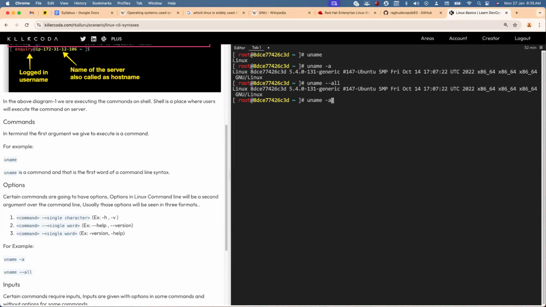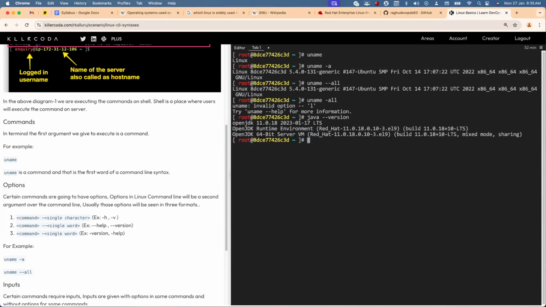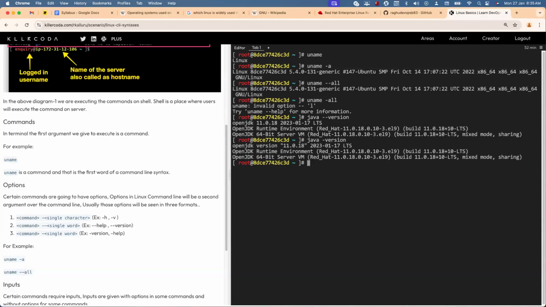So that all depends upon the command. I think uname is not detecting it. So Java, if I give hyphen version, okay, you're getting it. So Java hyphen version, I'm getting it. So that depends upon the command only. Okay, so the options will be decided.